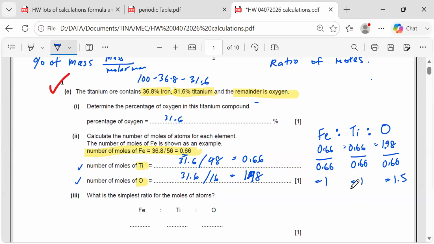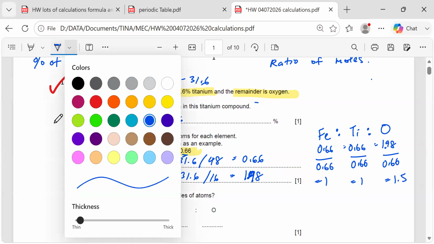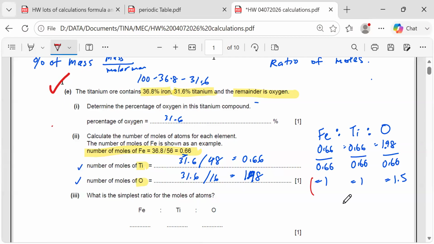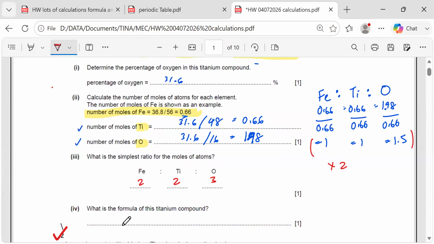1.5. Is there such a thing as a formula 1 to 1 to 1.5? No. If you get 0.5, what must you do? Take the whole thing times 2. So your ratio will be 2 to 2 to 3, and therefore your formula is Fe.